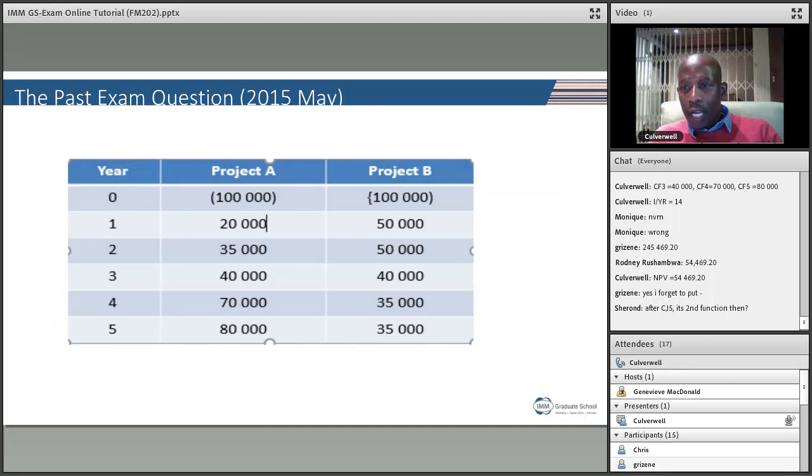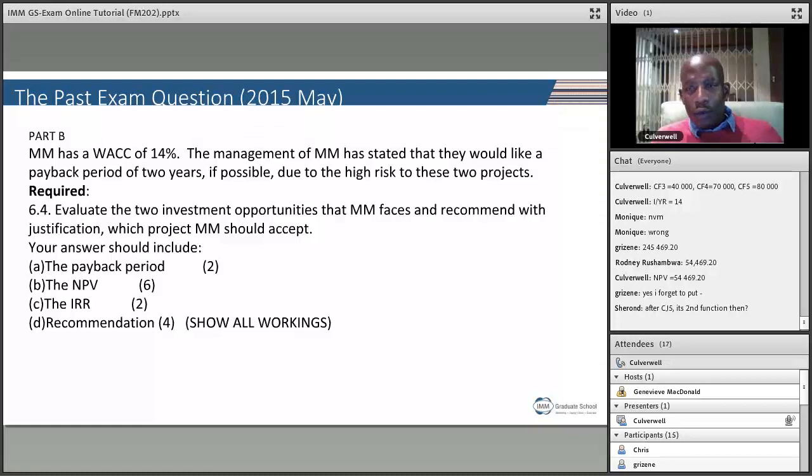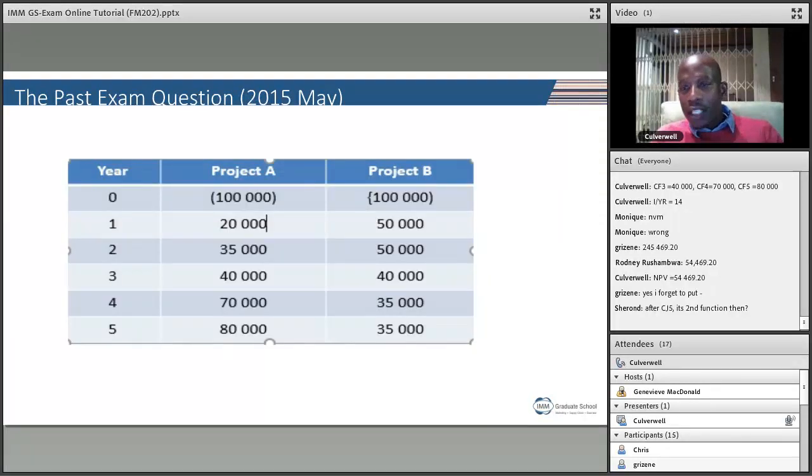So you have your cash flows directly, exactly as they're given. 100,000 plus minus, CFj. 20,000, CF1. 35,000, CF2. 40,000, CF3. 70,000, CF4. 80,000, CF5. After CF5, put your interest. Remember, which was your WACC? It says MM has got a WACC of 14%. So you put your WACC 14%, your I, second function, you look for your NPV.